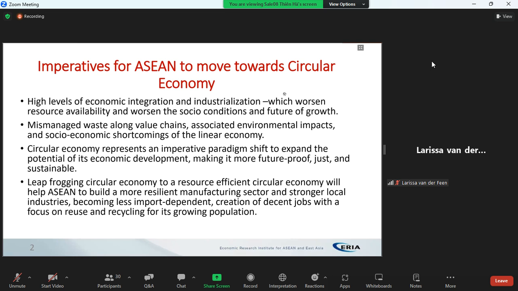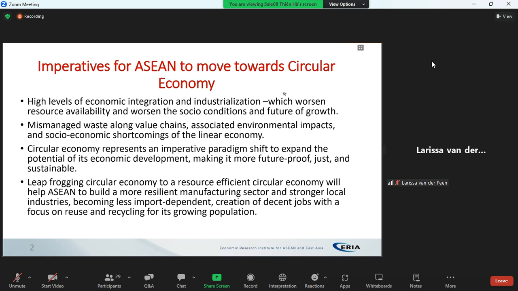Although the time is a little bit constrained, I'll skip some of the part. But before discussing, what is the importance of ASEAN moving toward the circular economy? One is the high level of economic integration and industrialization, which worsen the resource availability and worsen the social conditions and the future of growth.